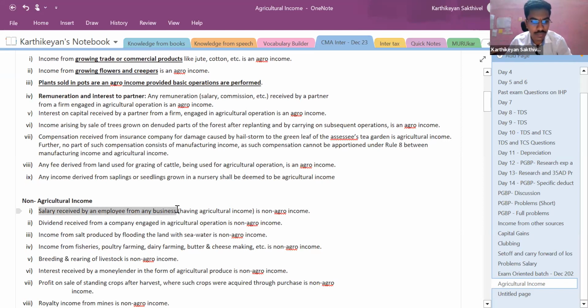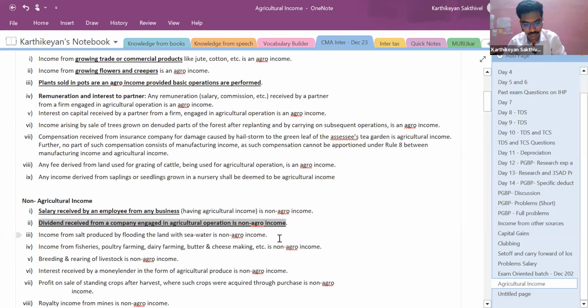Salary which is received from an employee, it is not an agricultural income because the employee is separate, the person who is carrying on the agricultural activities is separate. Same, dividend from a company engaged in agricultural operation is a non-agricultural income. This is also because the company is a separate person and the person who is going to receive the dividend is a separate person. Okay. Next, interest on capital received by a partner of a firm engaged in agricultural operation is an agricultural income. So மேல சொன்னது continuation தான், remuneration, interest, both the things, right?